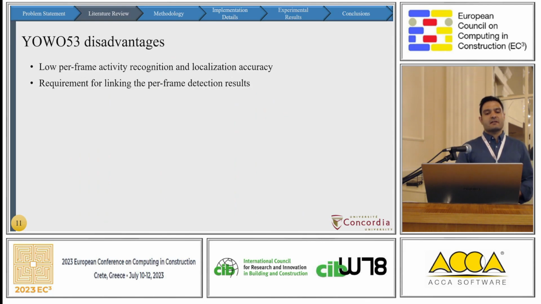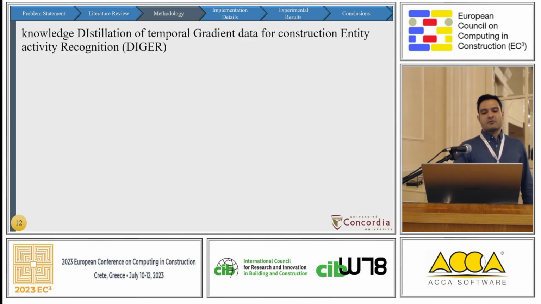However, this method has one problem, and it's that it has relatively low per-frame performance. So to obtain acceptable accuracy, they need to link the per-frame results, which can be time consuming depending on the number of frames in the video and the number of detections per frame. To solve this problem in this work, we propose DIGGER, which stands for Knowledge Distillation of Temporal Gradient Data for Construction Entity Activity Recognition. Our method has three main components.